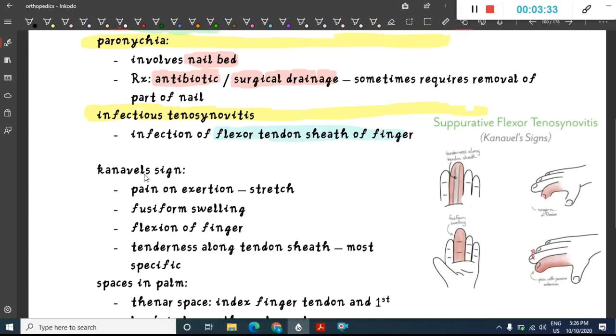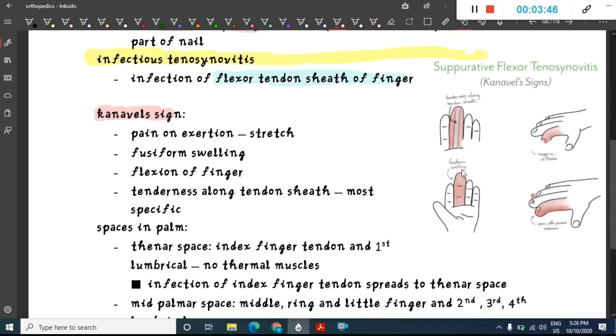The sign described for infectious tenosynovitis is Kanavel's sign. What is this Kanavel's sign? You can see the Kanavel sign in this picture. When the patient extends the finger, there is stretching, and as a result there is pain on extension. And if you ask the person to flex the finger, you will see fusiform swelling.